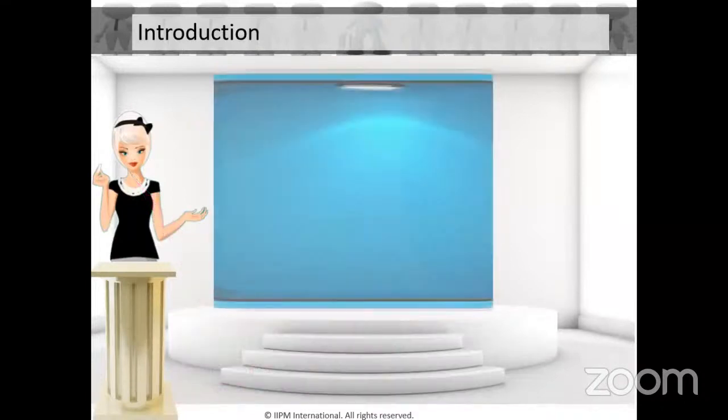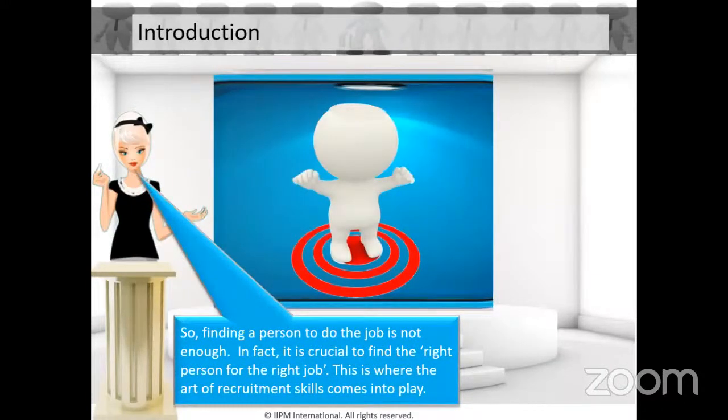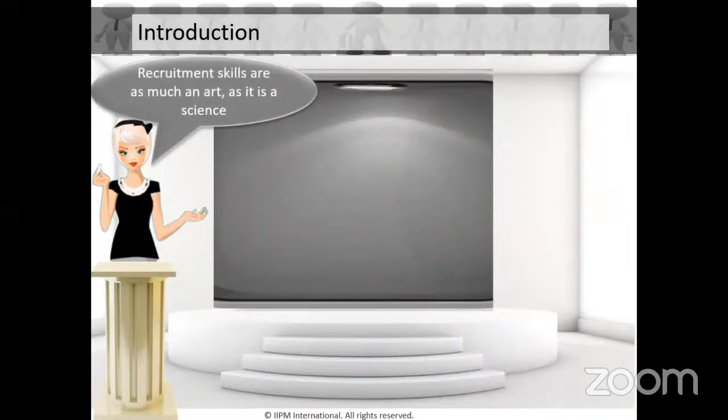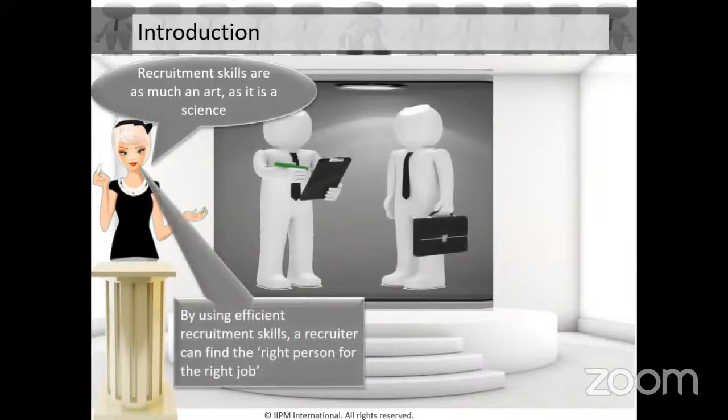Okay. So finding a person to do the job is not enough. In fact, it is crucial to have the right person for the right job. This is where the art of recruitment skills comes into play. So everything we've been trying to say is that we need to find a way, a process through which the right person is hired for the right job. So recruitment skills are as much an art as it is a science. So there's a science to it and there's an art to it.